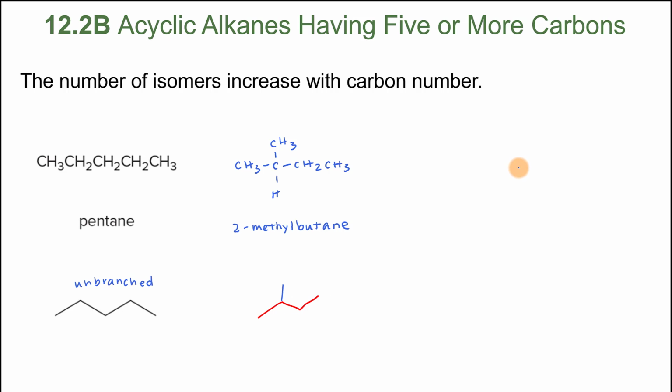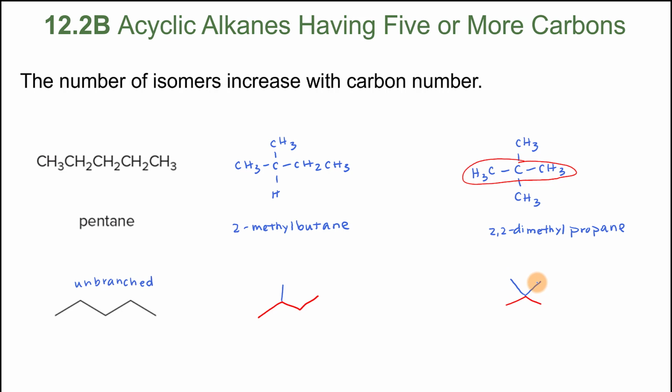We can also draw a structure where there's a carbon in the middle and 4 methyl groups. And these are all isomers of pentane. So this one is 2,2-dimethyl propane. And if you're drawing this skeleton, there's 3 in the main. There's 3 carbons here. And then you can draw the 2 methyl groups branching off of that center one.